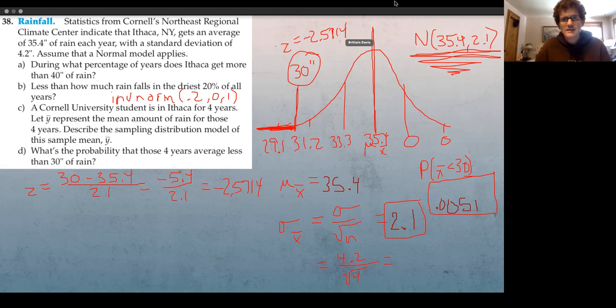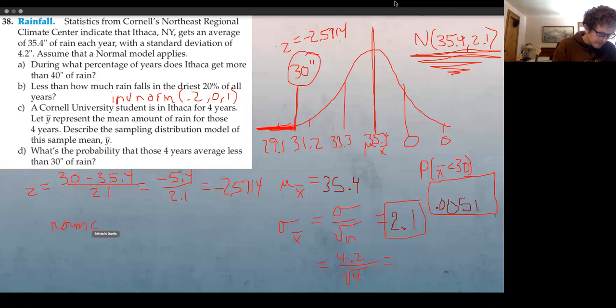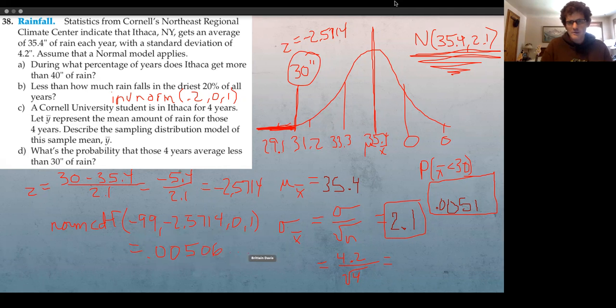And this is true for any normal distribution. The z-score, we can do the normal CDF. It doesn't matter that this is a sampling distribution versus a population distribution. The z-score calculations and the normal calculations stay the same. So I don't have to do anything different. Now it's just going to be normal CDF going from negative infinity up to negative 2.5714 with the standardized normal model. And when I plug that into my calculator, that's where we get 0.00506..., which rounds to what we came up with right here.